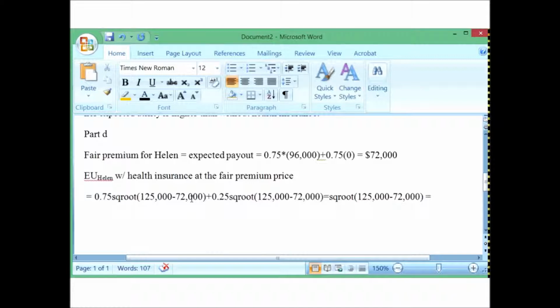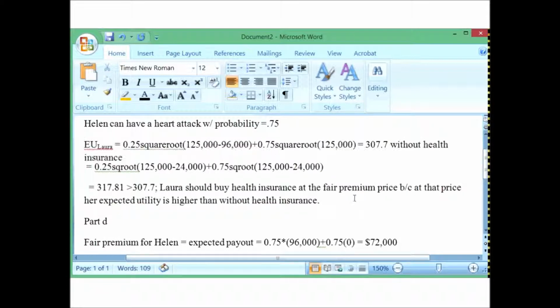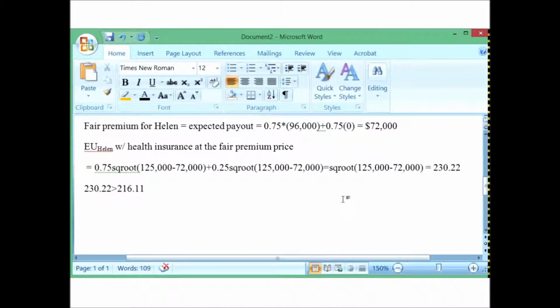Let me just double check it. So that's 230.2. That's correct. Then I compare the utilities. 230.22. Is that higher than 216.11? Yes. So Helen should buy health insurance at a fair premium because the utility is higher.